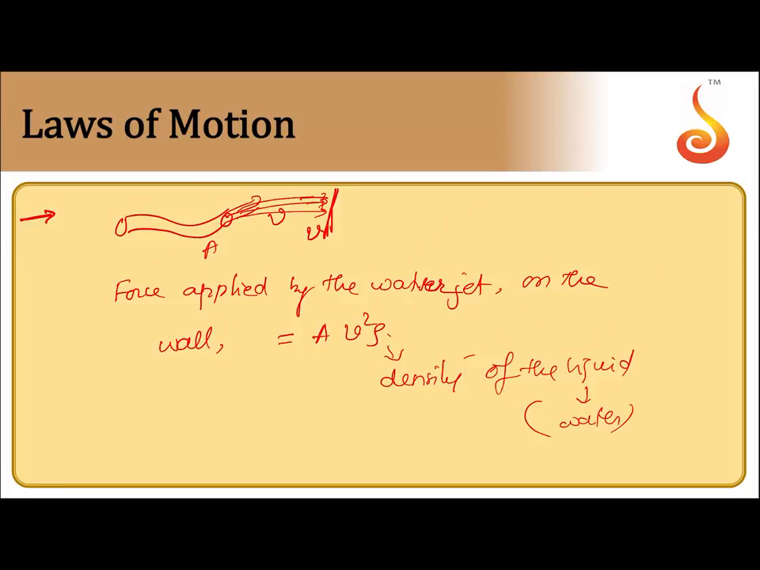So if a jet of liquid coming out from a pipe of uniform area of cross section A strikes a wall normally, perpendicularly, remember, then the force applied by the jet on the wall is A v square into rho. So these are some applications of variable mass system.